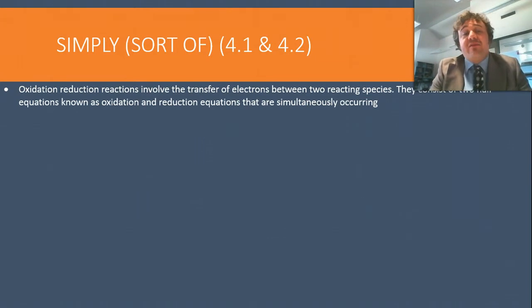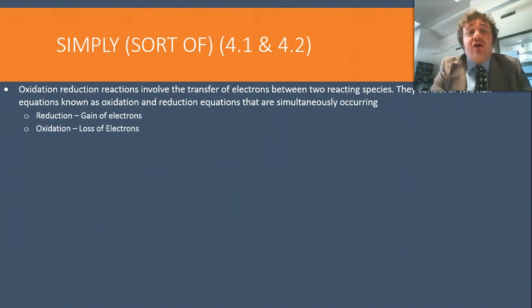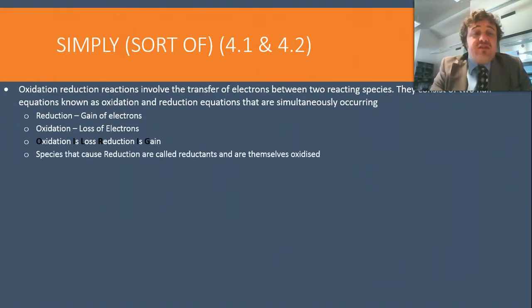So they consist of two half equations. We put them together. One half equation is a reduction equation. The other one is an oxidation equation. They're simultaneously occurring, and that's your redox equation. So reduction is gain of electrons. Oxidation is your loss of electrons, and this is why we have the acronym OIL RIG. Oxidation is loss, reduction is gain.